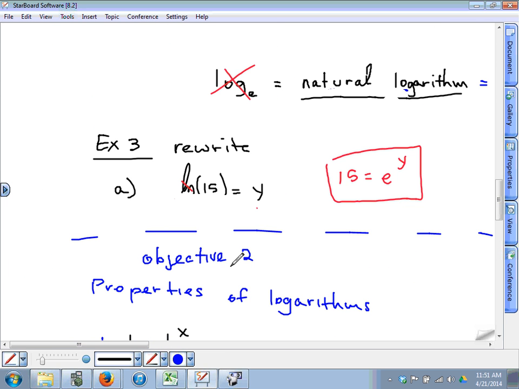Here's objective 2. There's just 2 objectives. This is the last objective. We're almost done. Hang in.